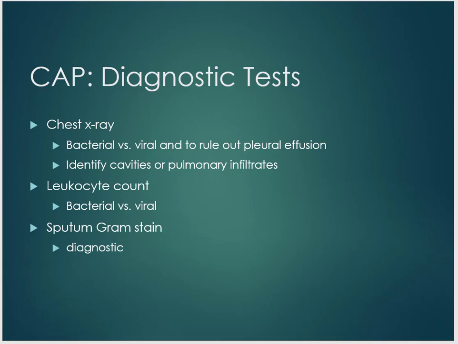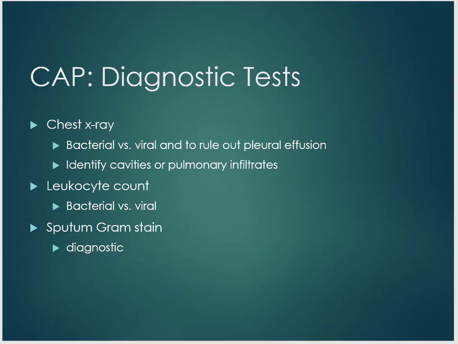Diagnostic tests can include the chest x-ray, and you're going to use this to assess whether it's bacterial or viral and rule out if there's a pleural effusion. It also is going to rule out if there are any cavitary lesions or pulmonary infiltrates. A CBC is beneficial to determine whether it's bacterial or viral. This test will also tell you if your patient needs to be hospitalized.